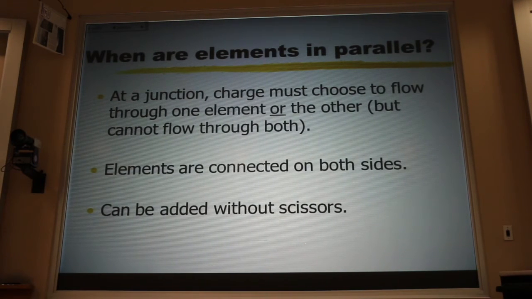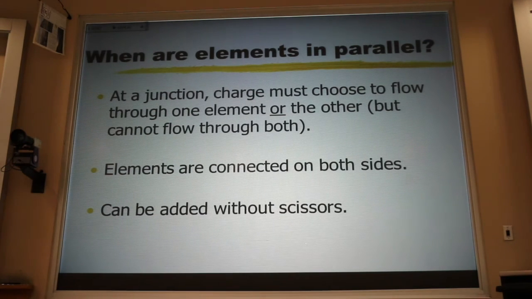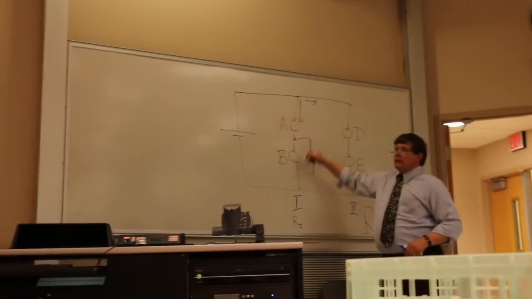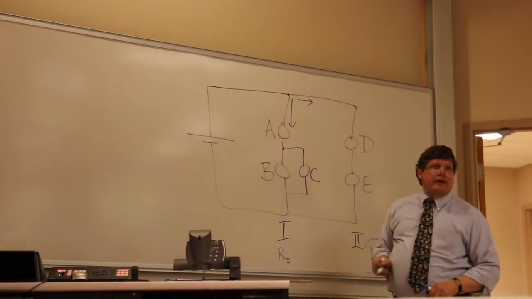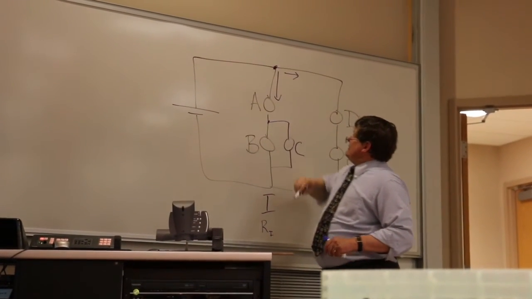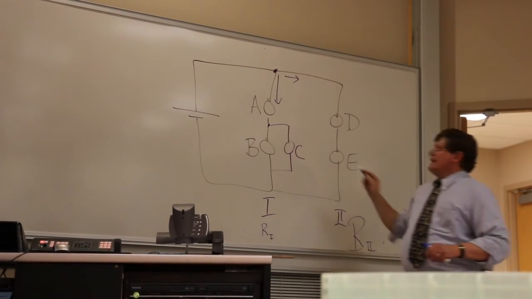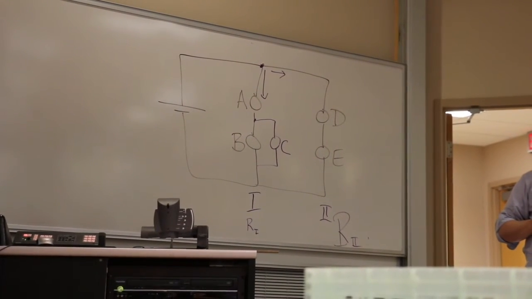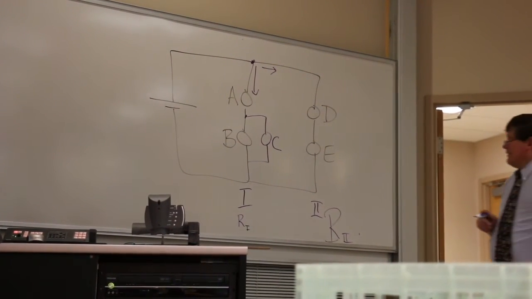at the junction, Fred's got to choose, do I go this way or do I go that way? For example, B and C are parallel to each other. If Fred gets here, he's got to decide, do I go through B or do I go through C? Likewise, would I say that A and E are parallel to each other? No or heck no? Heck no, okay?